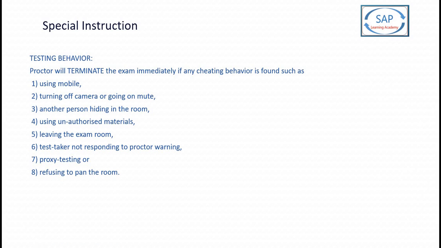And refusing to pan the room. From time to time, the proctor can tell you, if he finds something suspicious, to show the side of the room or the whole room, and you have to show it. You cannot refuse.